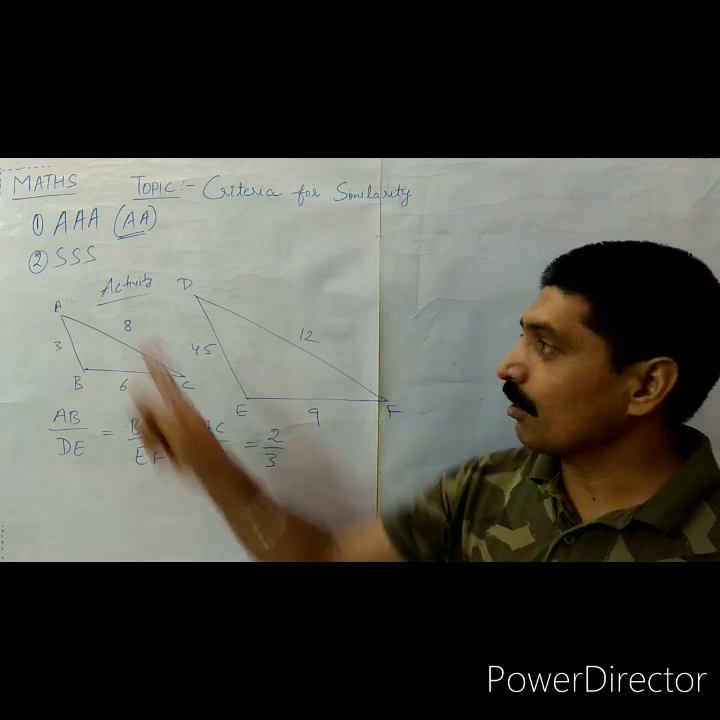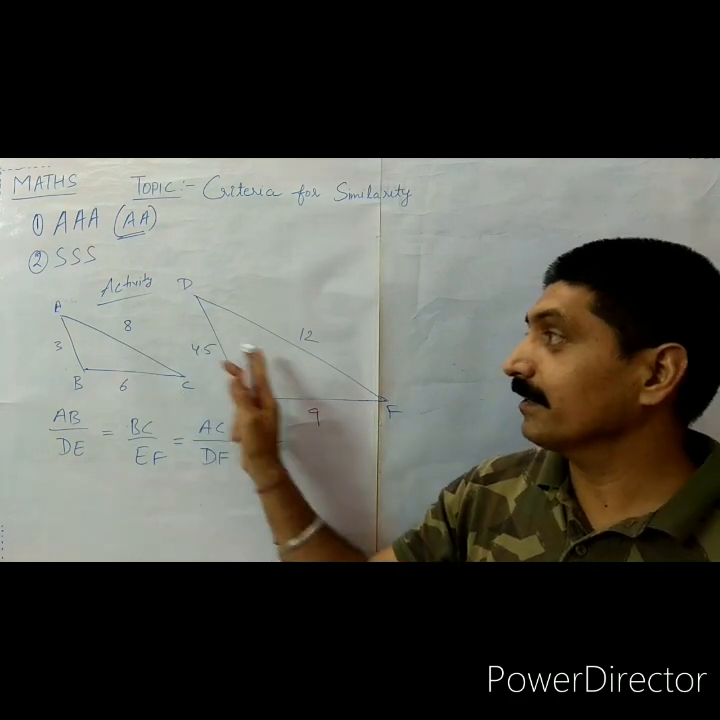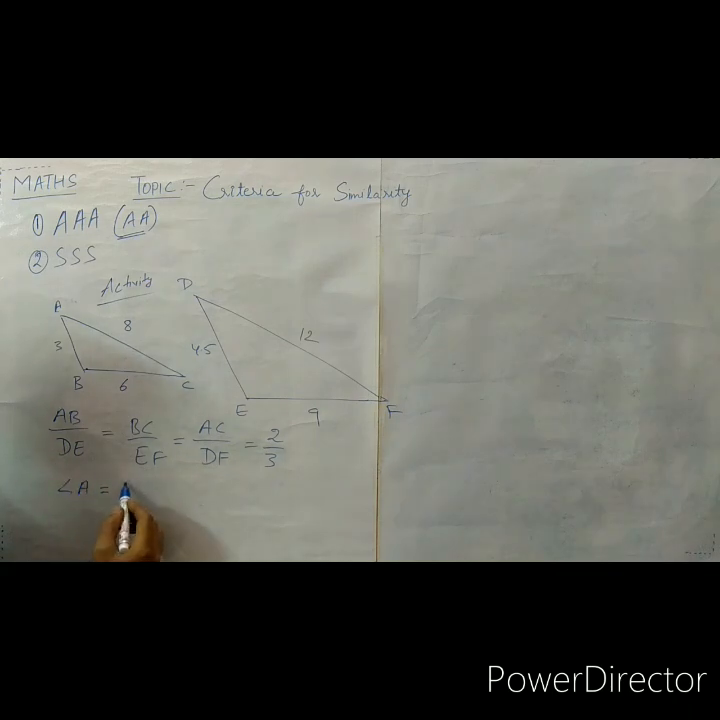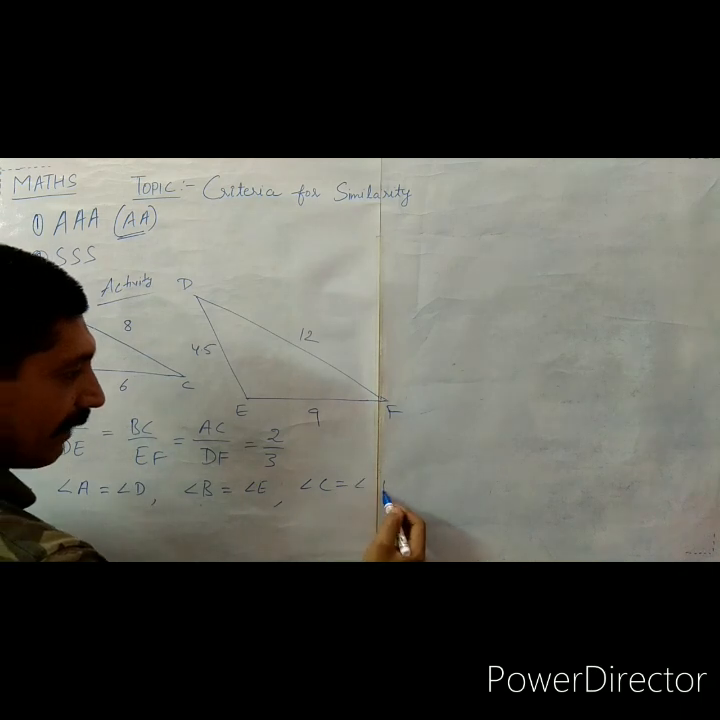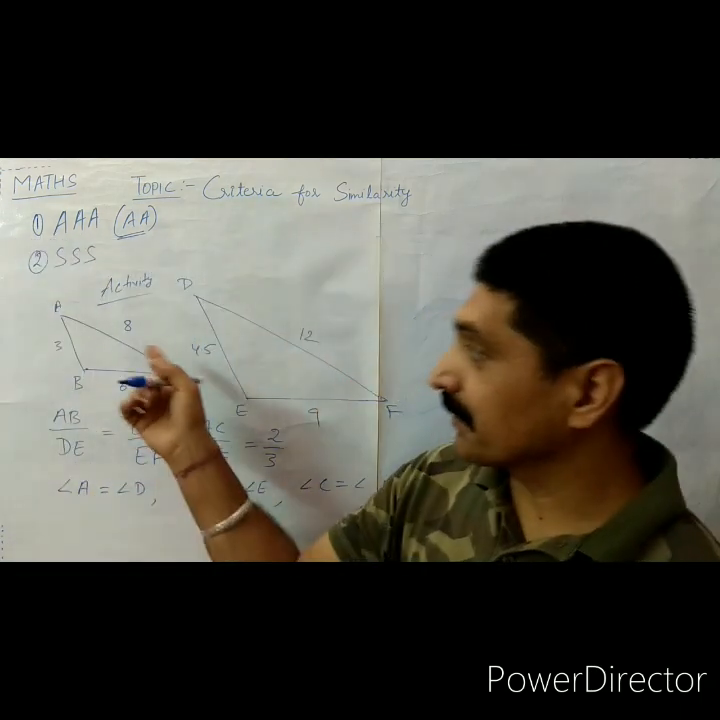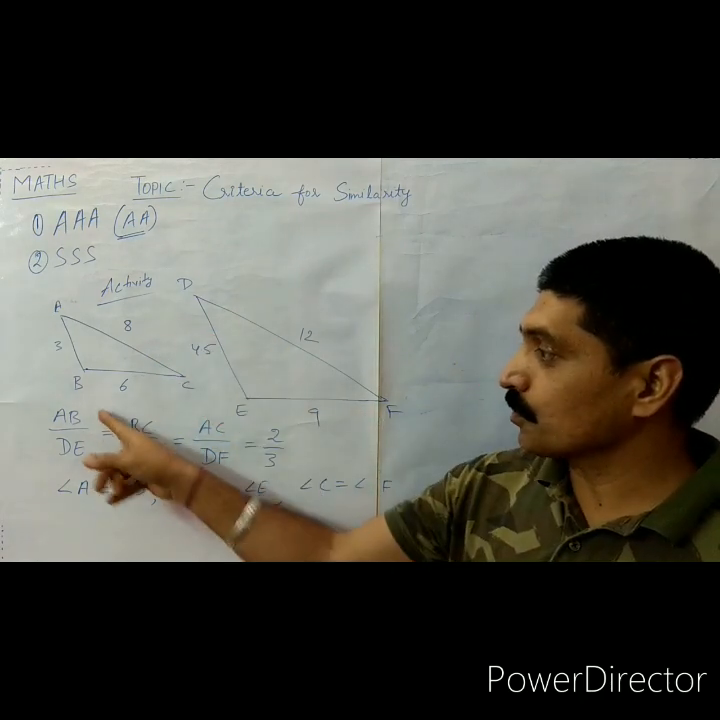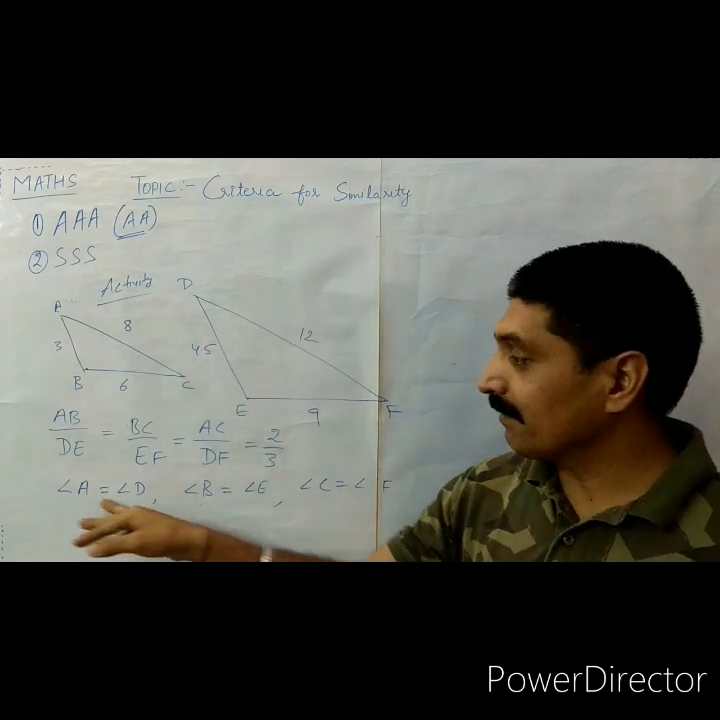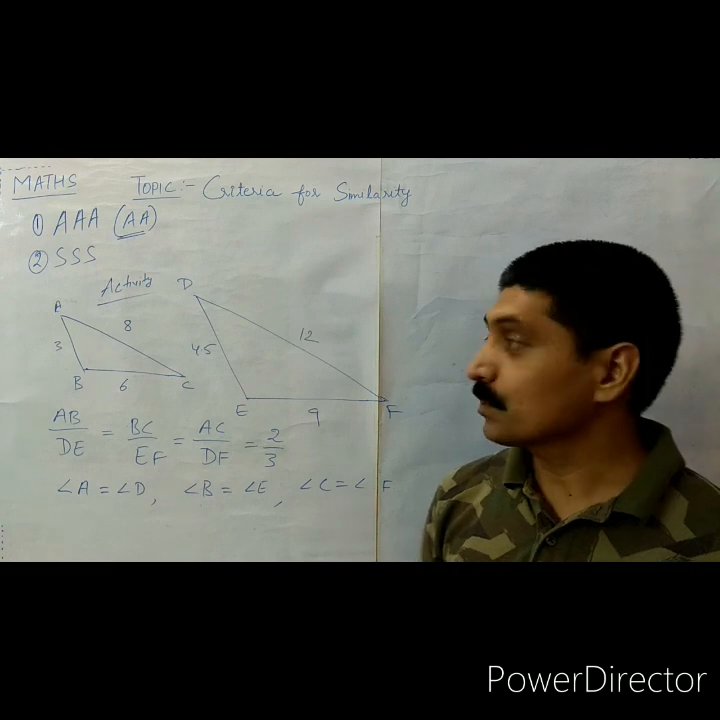Now do one thing, measure all the 6 angles. After measuring, if your construction is right, you will find that angle A is equal to angle D, angle B is equal to angle E, and angle C is equal to angle F. You can do this activity many times with the corresponding ratios of the two triangles the same. Then we will always find that the corresponding angles are of the same measure. So this is the proof.